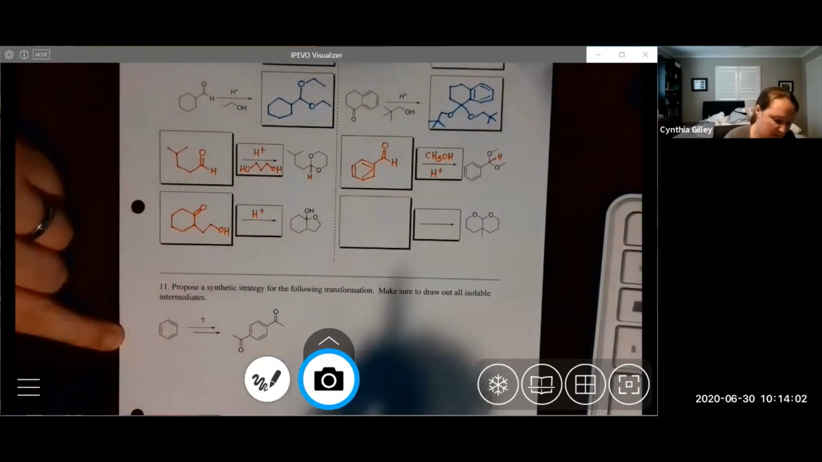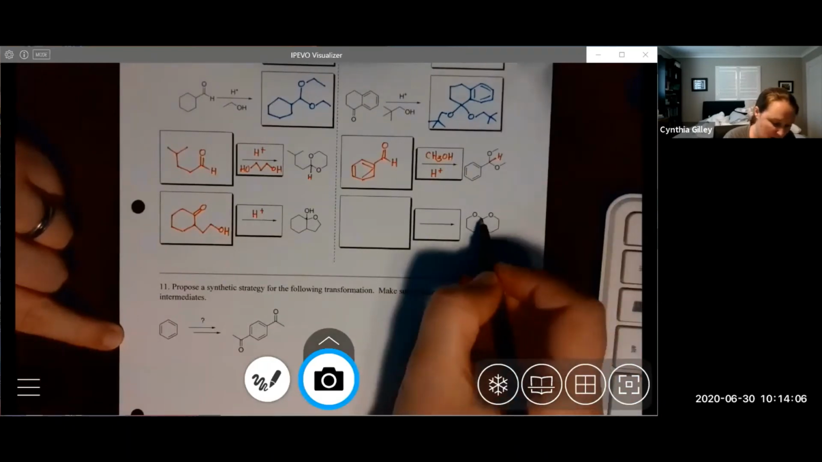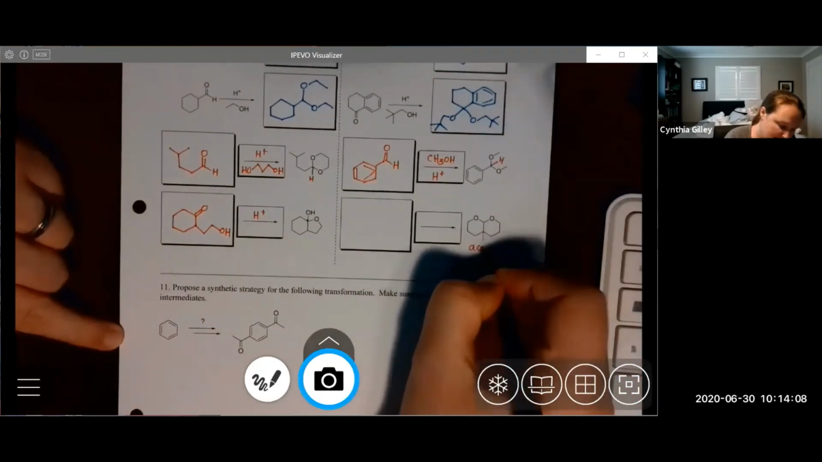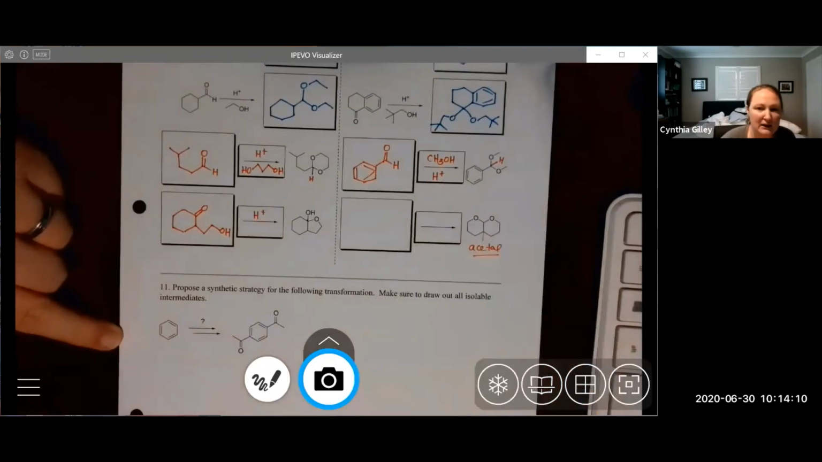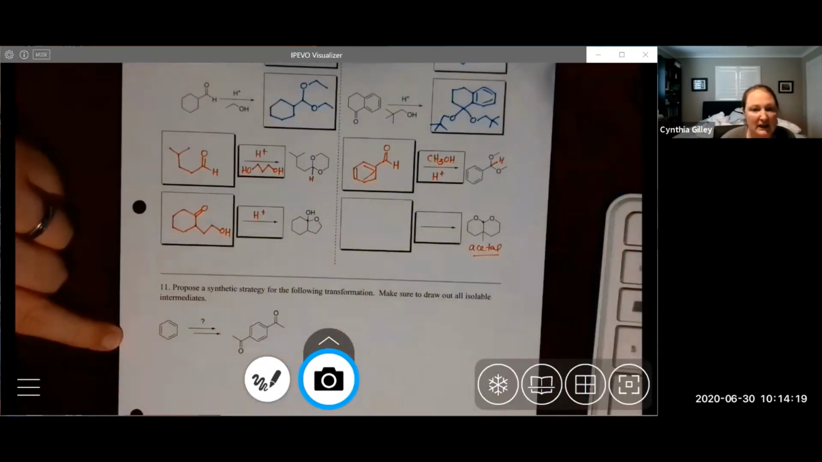So how would you classify this one? This is a carbon with 2 OR groups. This is an acetal, just like the others. It might look a little different. You're like, oh, I don't recognize that. It doesn't look the same. But when you see a carbon with 2 OR groups, that's just an acetal.